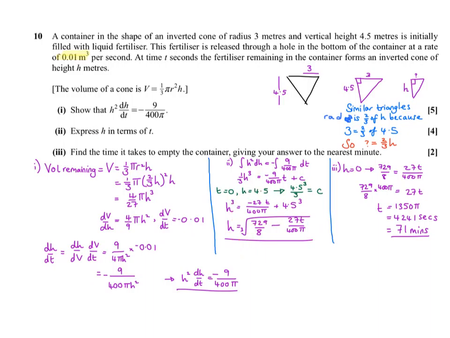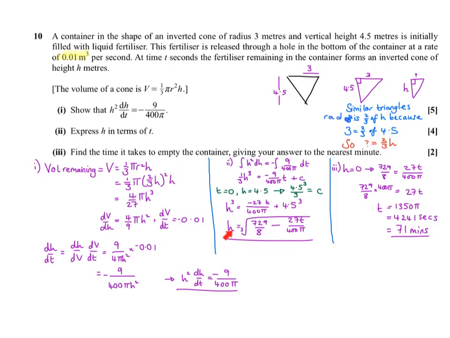I've written it the other way around just so that the positive bit is at the front. You don't have to, it's purely optional. Find the time it takes to empty the container. So the container is empty means the height of fertiliser is 0. So I want this to equal 0.